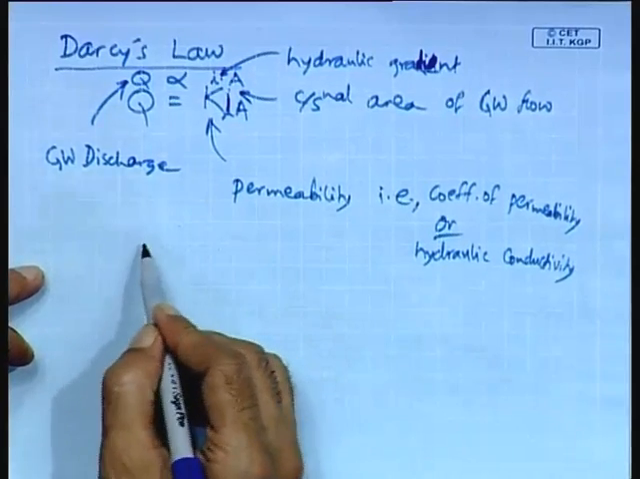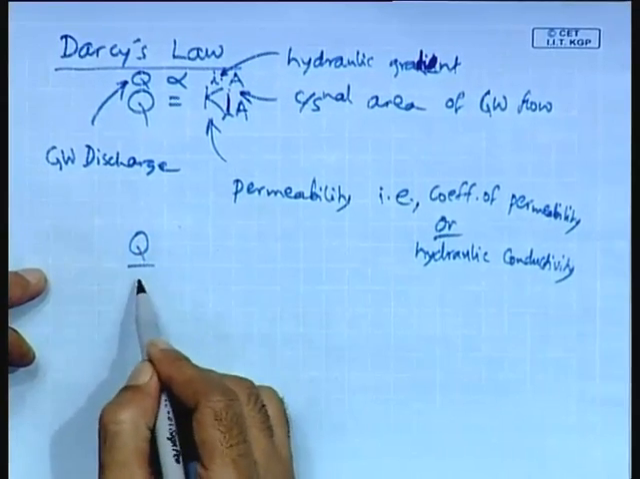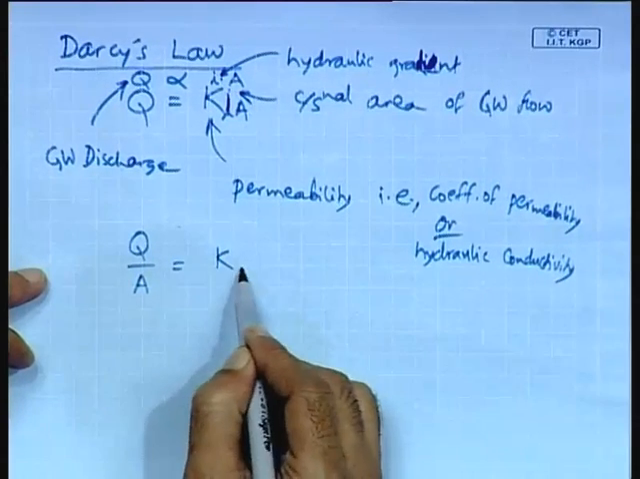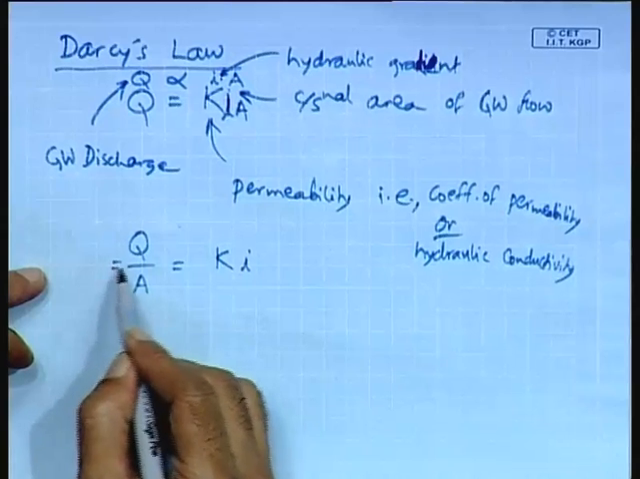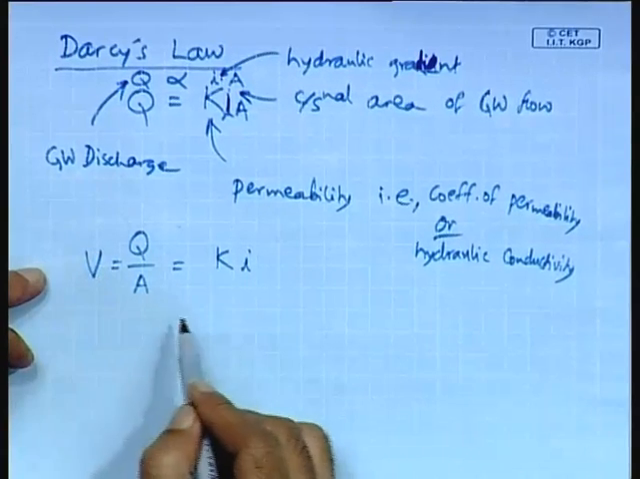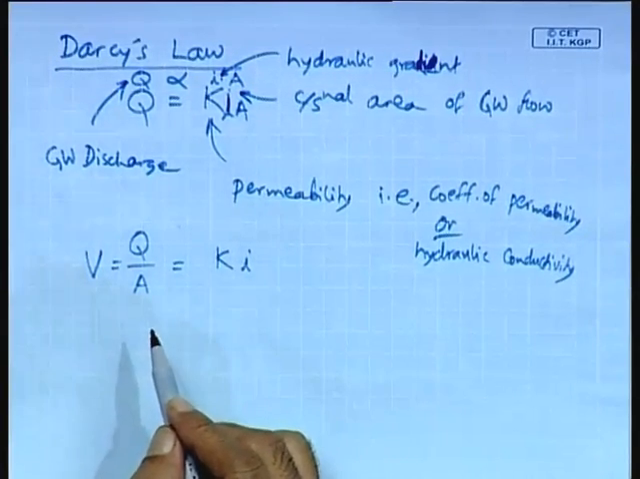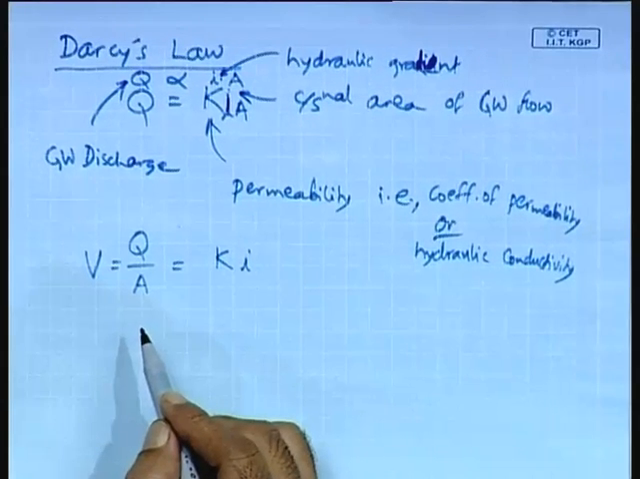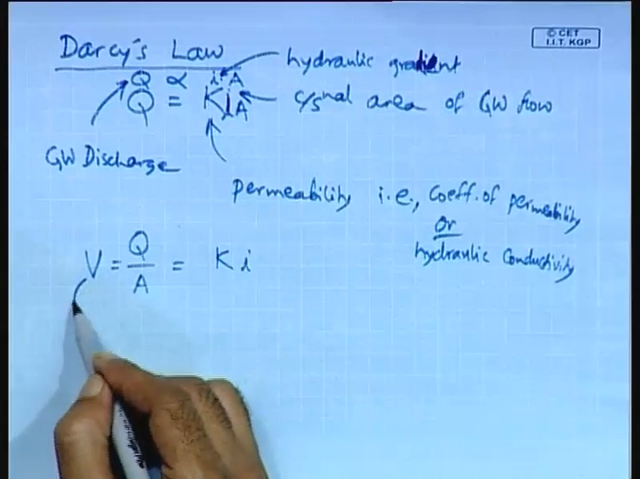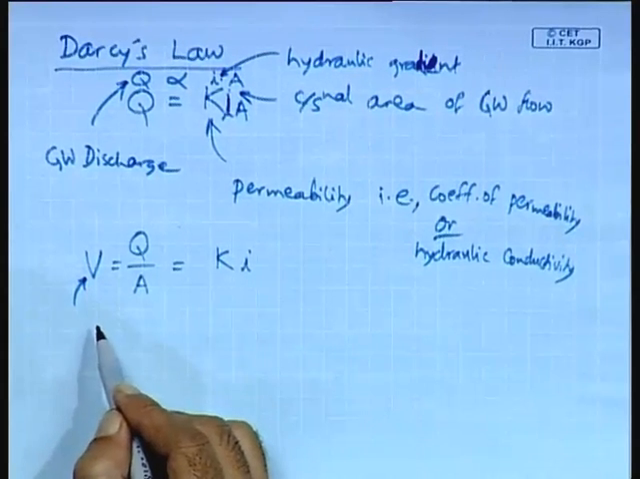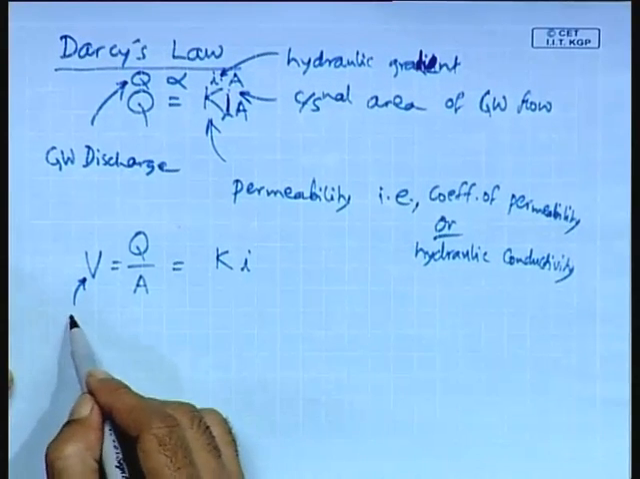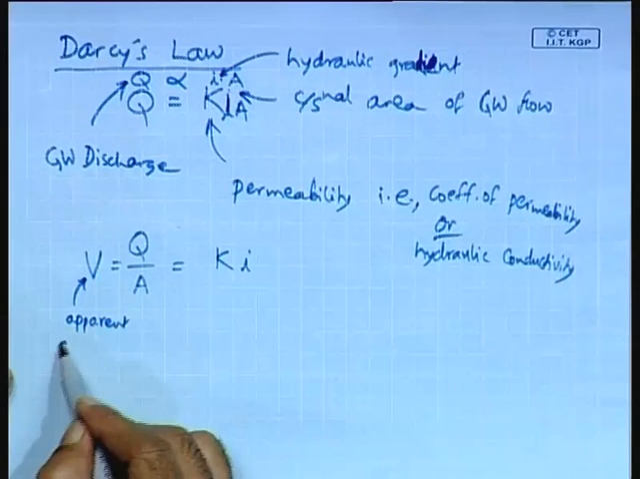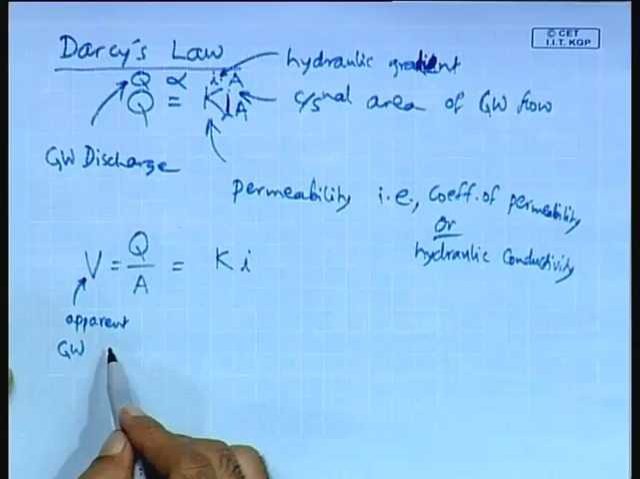So here we can write this down as Q over A, which is equal to K into I. So this Q over A is also equal to the velocity, and in this case we can take it as the apparent groundwater seepage velocity.